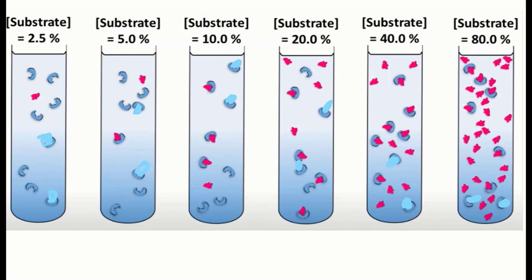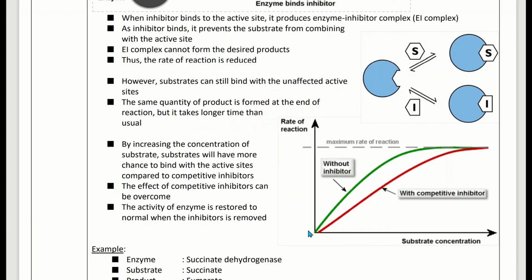Okay, so kalau kita buat graph. Okay, so ini dia punya substrate concentration lah. Perubahan dia kita ubah substrate concentration. Kat sini kita makin tambah. Ini rate of reaction. Okay, so bila you makin tambah substrate concentration, rate of reaction makin meningkat bila tiada inhibitor. Tengok dia makin meningkat, dia terus sampai maximum rate.